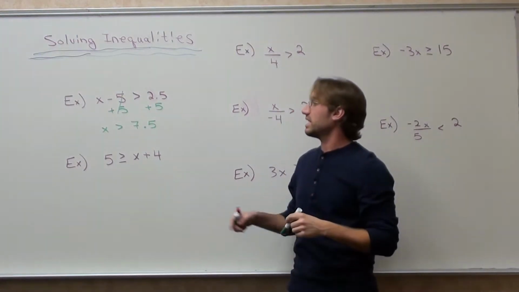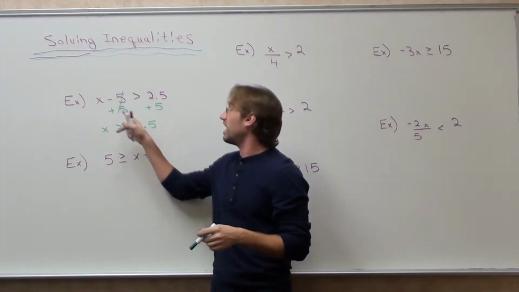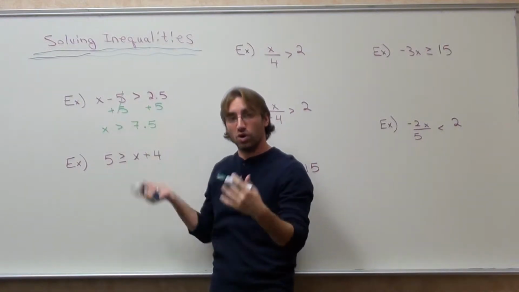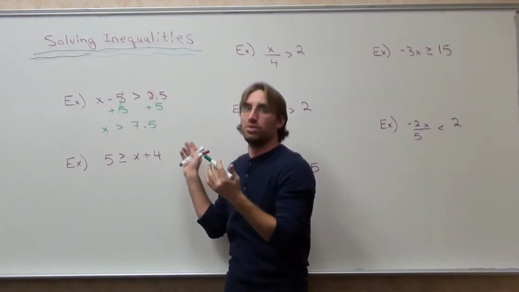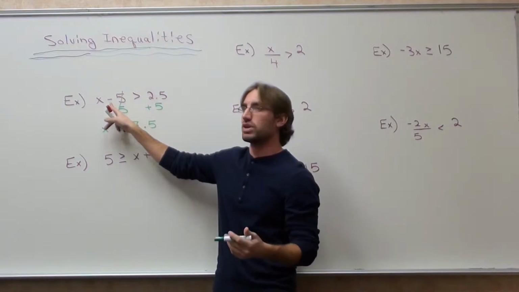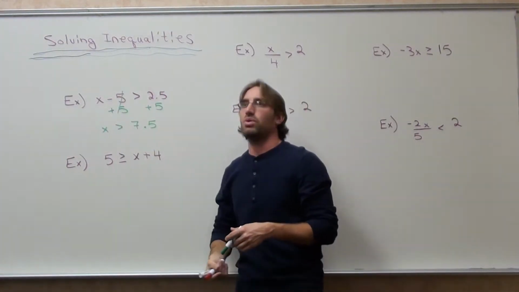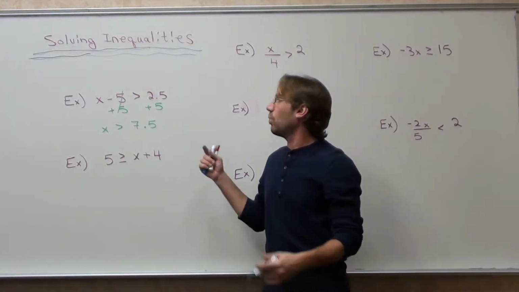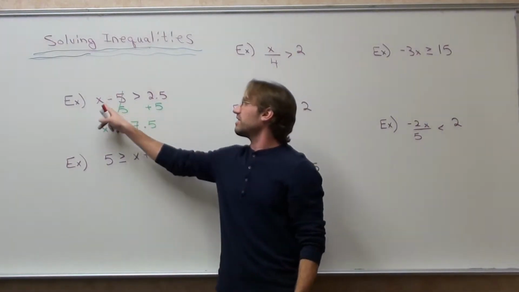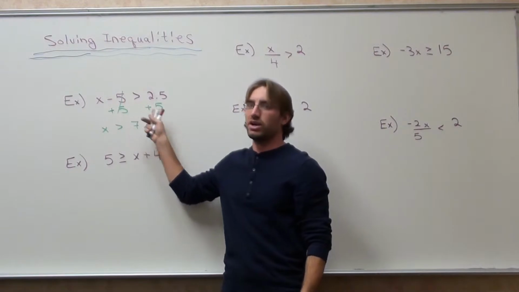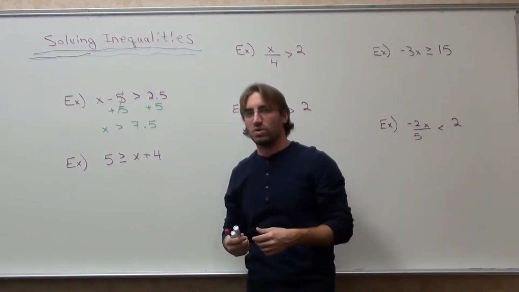Basically, what that means is this. Any number bigger than 7.5 that you substitute in will work. 8 is bigger than 7.5. So 8 minus 5 is 3. 3 is greater than 2.5. But any number smaller than 7.5, let's say 7, will not work for this problem. 7 minus 5 is 2. 2 is not greater than 2.5. That's essentially what we're doing here.